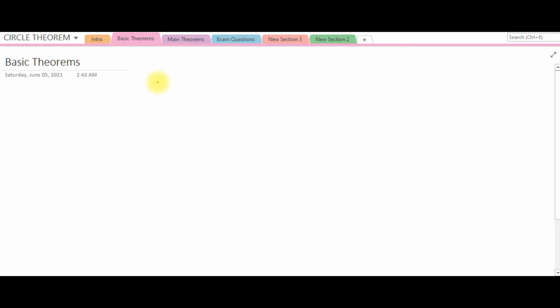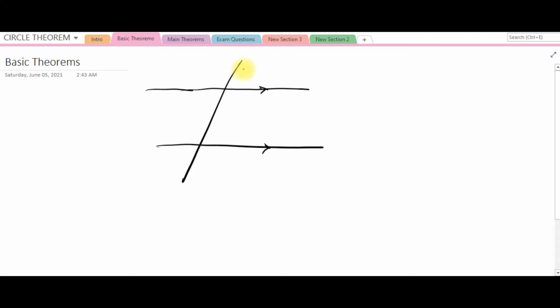assuming you have, there's the basic theorems. You have two parallel lines, and you have a transversal. A transversal is just a line that intersects two or more parallel lines. So once we have a transversal, a couple of angles are formed. So let's label this A, B, C, D, while this one is E, F, G, and H.